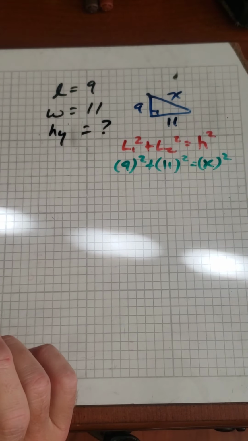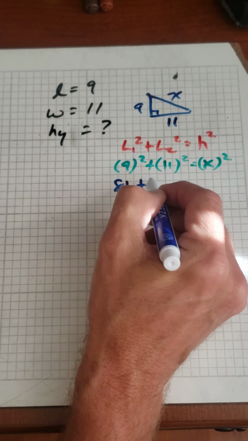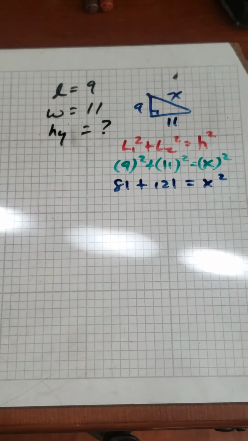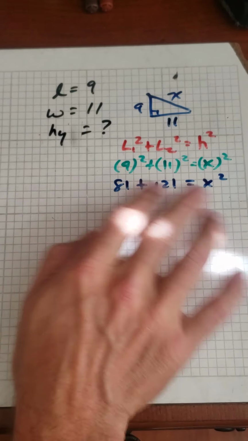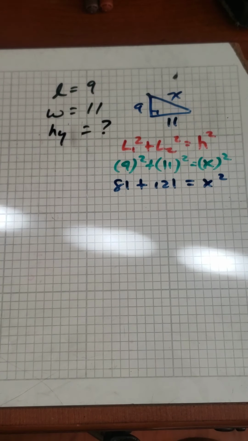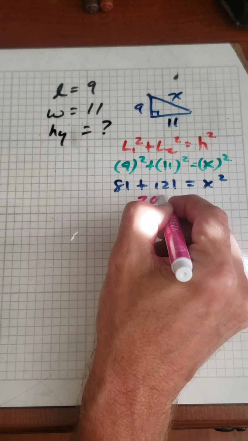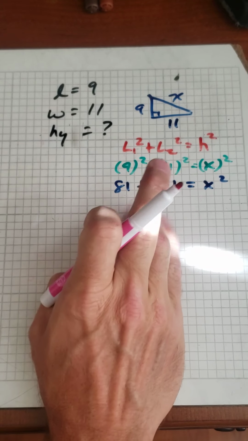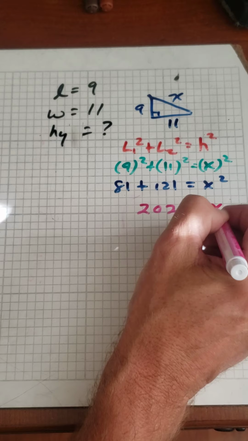Then the next thing I'm going to do is just square everything out, simplify it. So I get 81 plus 121 equals x squared. Now this time when I do it, I don't need to move anything from side to side. I just need to combine like terms over here. So 81 plus 121 gives me 202. Let me write that a little bit lower. 202 is equal to x squared.